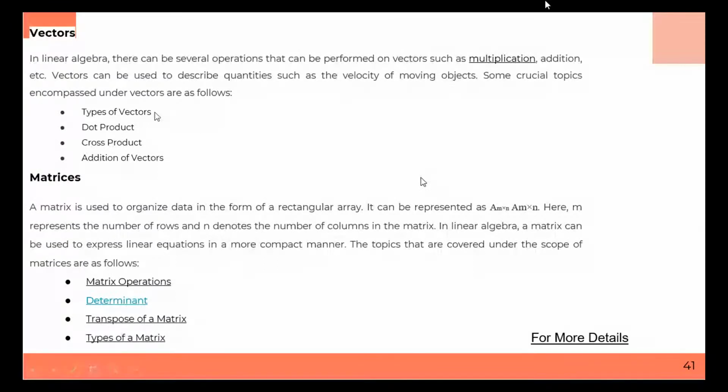In linear algebra, there can be several operations that can be performed on vectors, such as multiplication, addition, etc. Vectors can be used to describe quantities such as velocity of moving objects. Some crucial topics encompassed under vectors: types of vectors, dot product, cross product, addition of vectors. The operations. In the last class, we went through all the topics, and we saw how they are applicable to real-time examples also.